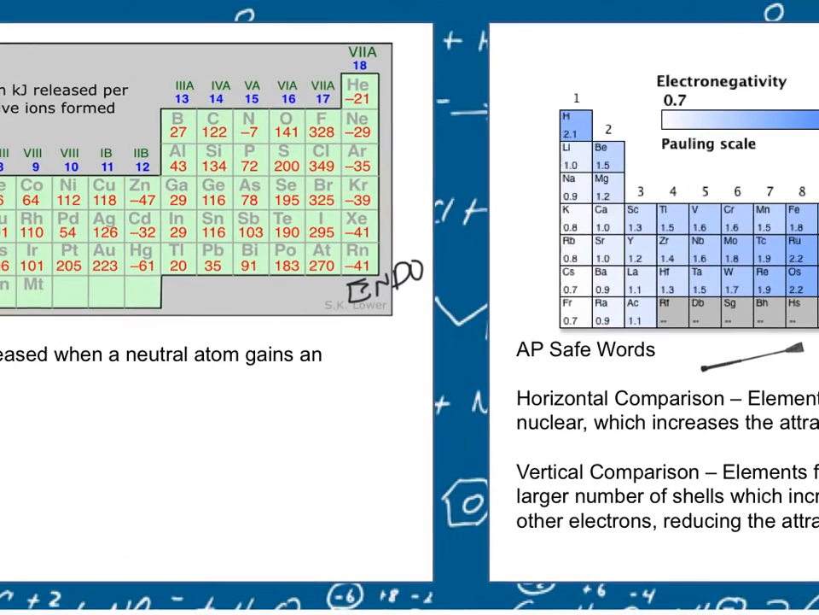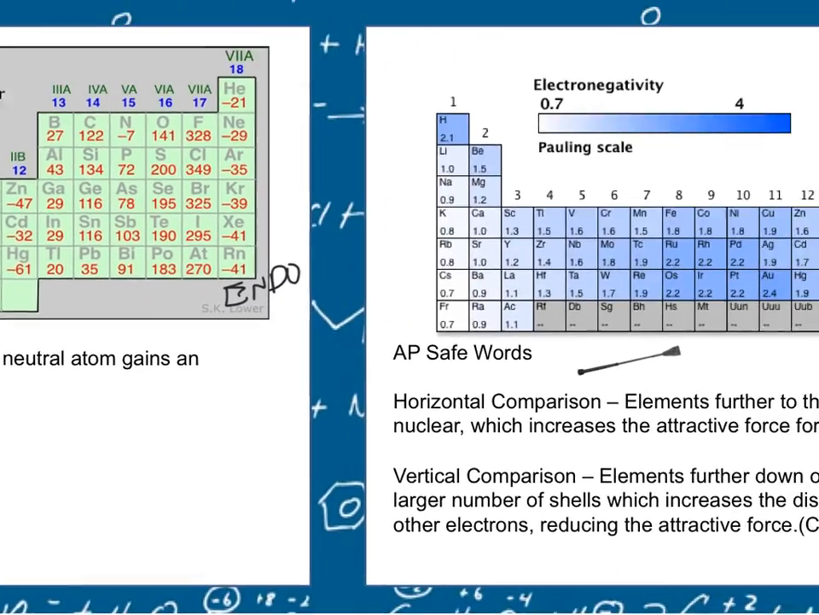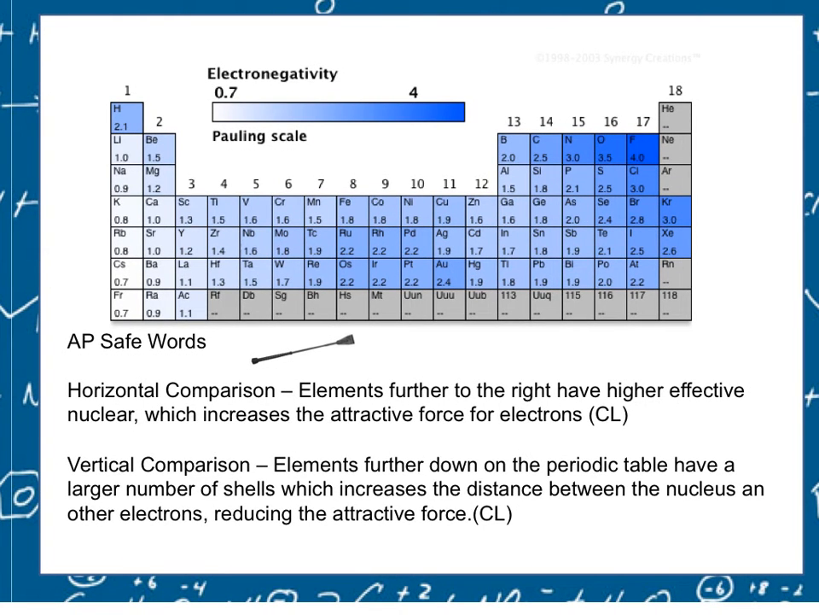In the case of electronegativity, their greater effective nuclear charge means that they give off more energy when they gain an electron. Vertical comparison, repeating a theme here: the electrons are going to be further out from the nucleus, reducing the attractive force, so they have lower abilities to attract electrons to themselves.